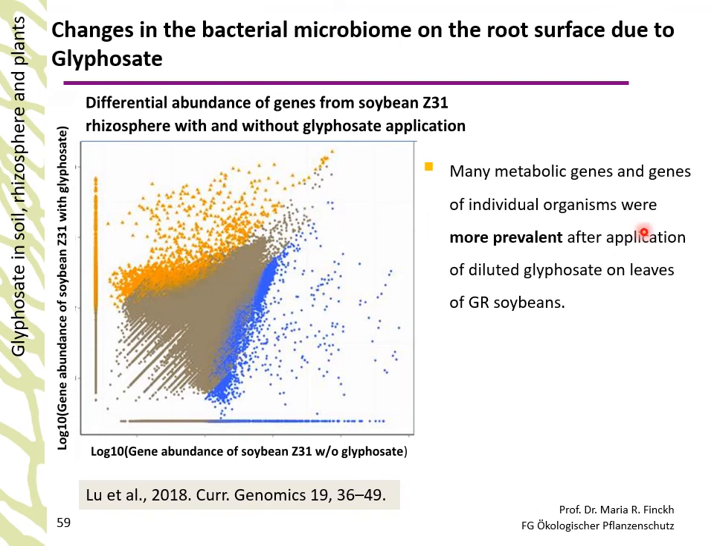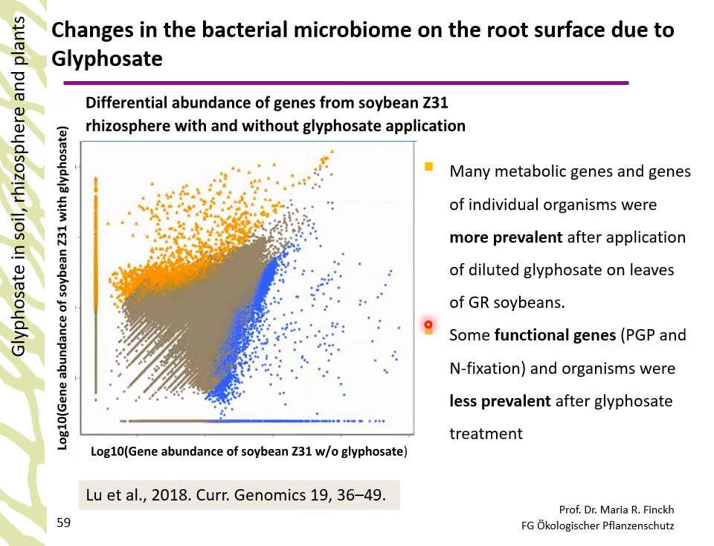So many metabolic genes and genes of individual organisms were more prevalent after application of diluted glyphosate on leaves or genetically resistant soybeans. And some functional genes, plant growth promoting genes and N fixation, in organisms were less prevalent after glyphosate treatment. So they went in, what I said before, they checked for certain functions. Are they more or less prevalent in these communities? And so they found plant growth promotion and nitrogen fixation were reduced by glyphosate application.